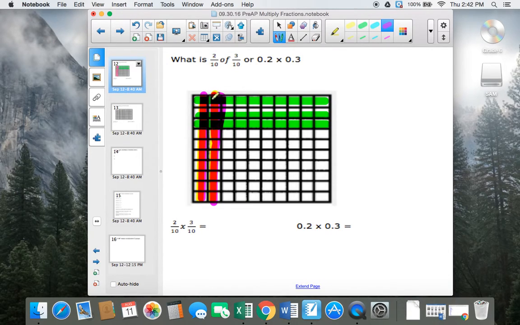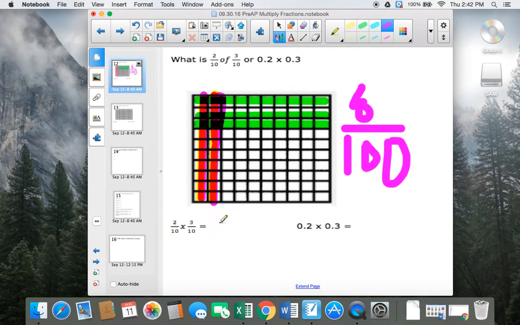If you look at what overlaps, 6 of them. 6 out of 100 overlap. Could I have answered this without a pictorial model? You multiply the numerators across. 2 times 3 is 6. 10 times 10 is 100.